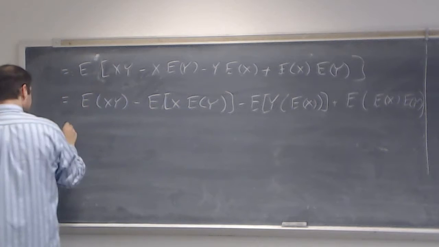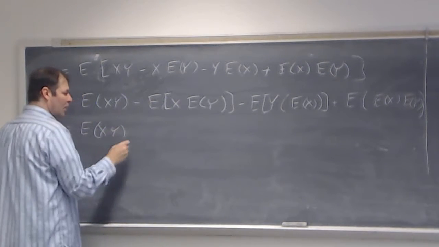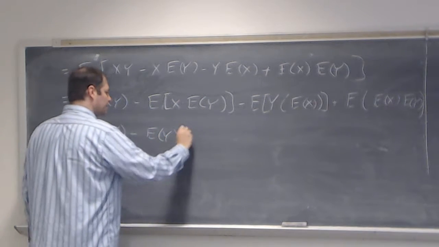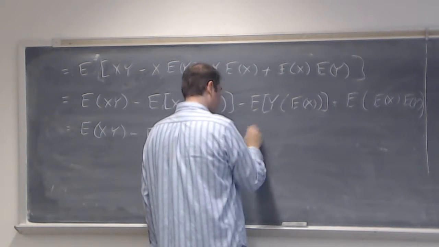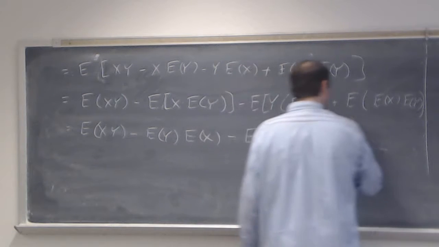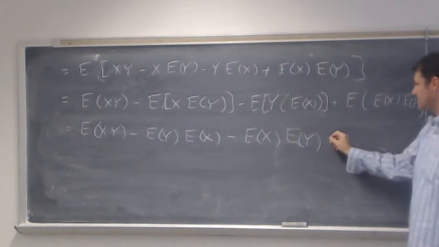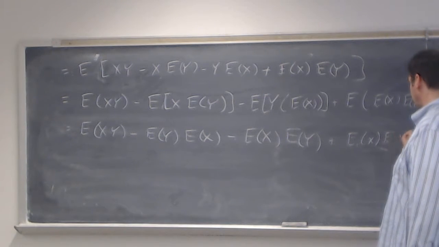Now, the expected value of x times y, that's what we have. Here, the expected value of y, we're considering it a constant, so I pull it out. So that's the expected value of y times the expected value of x, still left, minus the expected value of x, a constant, so I'll pull it out, expected value of x times the expected value of y. And here, the expected value of x times the expected value of y is a constant, so its expected value is just the expected value of x times the expected value of y.